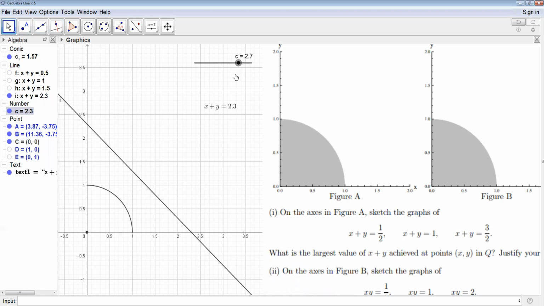Yeah. Now, this first question is find the largest value of x plus y. In other words, the largest value of c in my x plus y equals c formula here, or the largest value of this number on the end, so that the line remains with at least 1 point in the quarter circle, because we want x and y to still be in Q. Yeah, at least 1 point in Q. So I'm going to try and make it as large as possible. And you can see on my diagram, it kind of happens here.